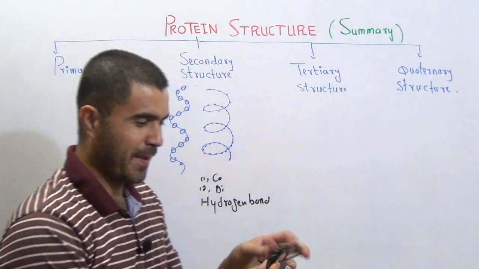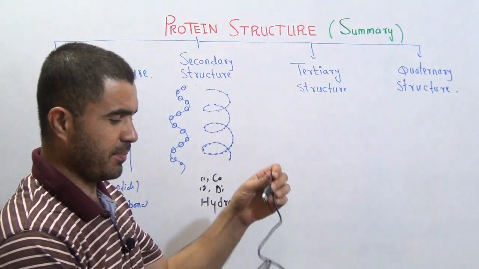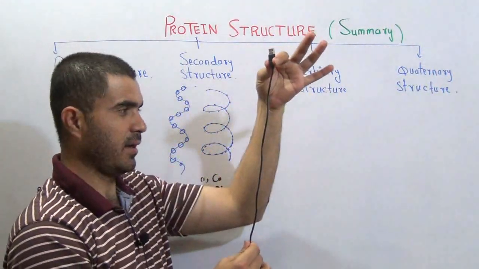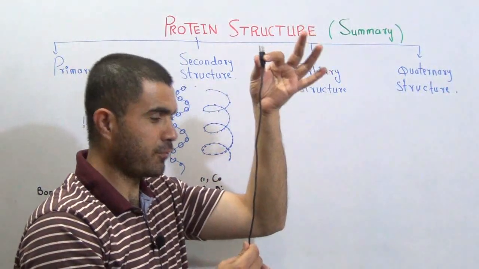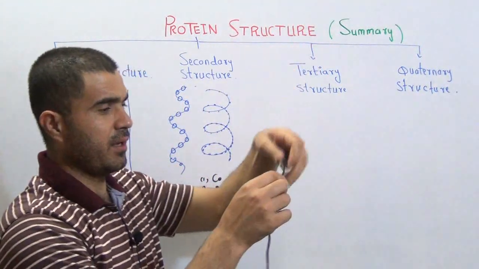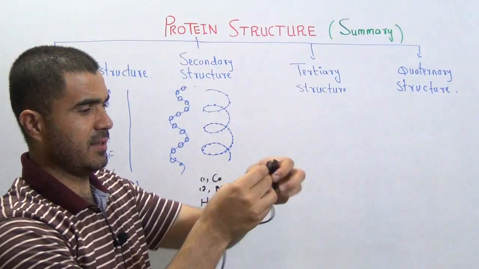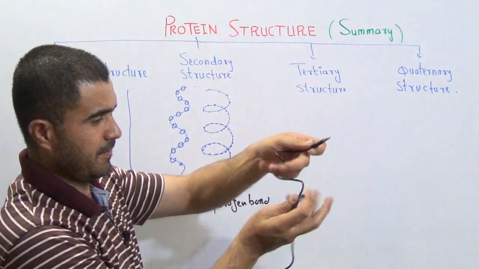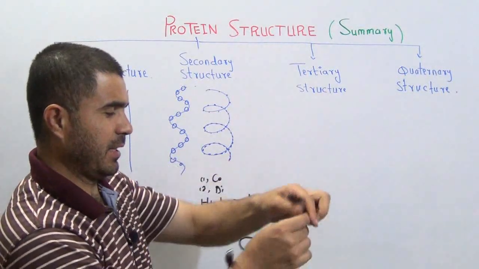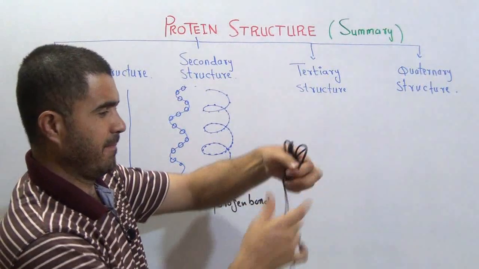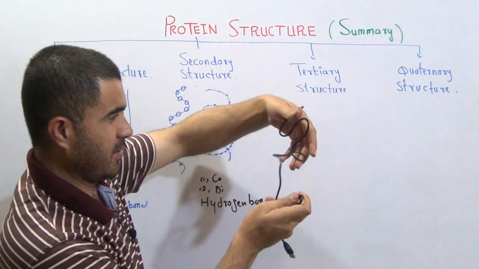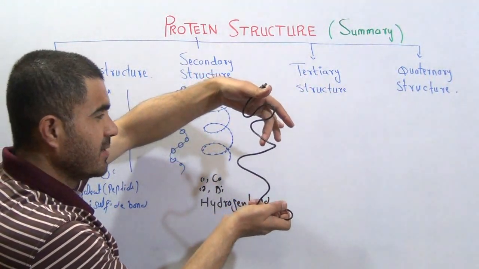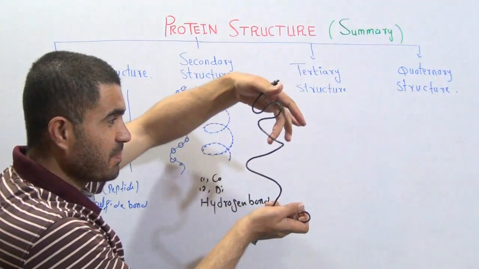If I have this, let's suppose this is a polypeptide. If I make it straight like this, this is just a polypeptide, and of course it will be the primary structure. Now if I make it like this, if it is like this, you can call it a secondary structure because it is bent. Fine.